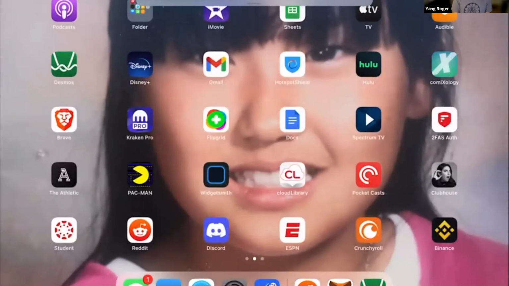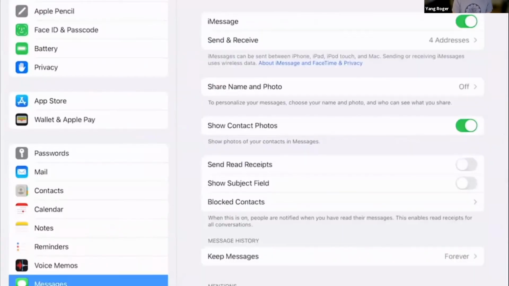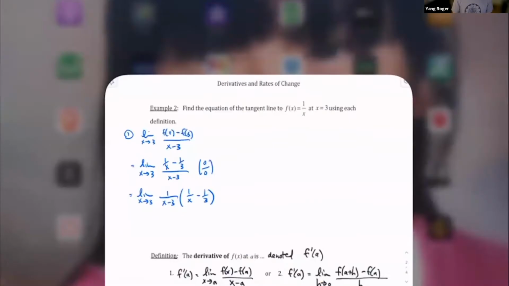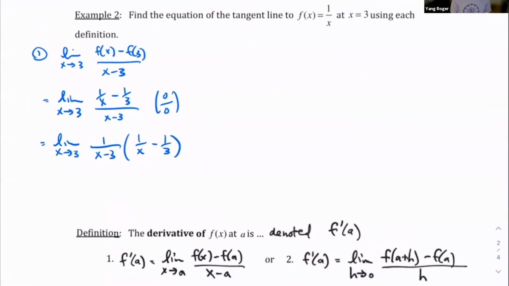So let me turn off my messages here, so my mom doesn't keep messaging me while we're trying to do this class.